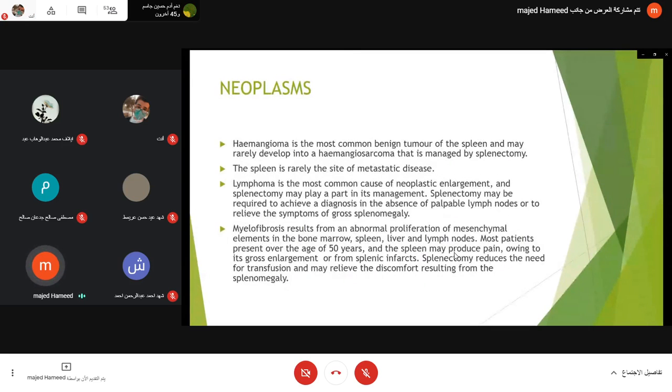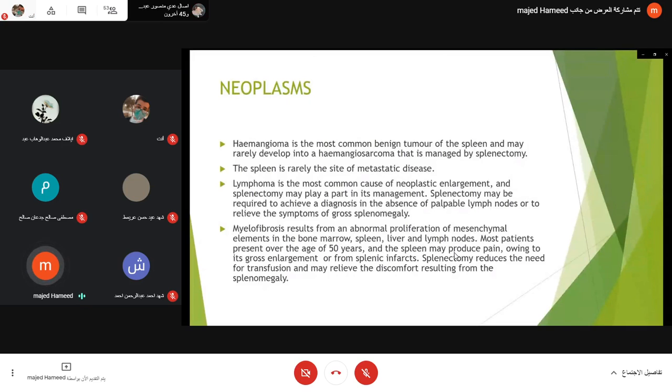Neoplasm of the spleen: hemangioma is the most common benign tumor of the spleen and may rarely develop into hemangiosarcoma, which is managed by splenectomy. The spleen is rarely the site of metastatic disease. Lymphoma is the most common cause of neoplastic enlargement, and splenectomy may play a part in its management. Splenectomy may be required to achieve diagnosis in the presence of palpable lymph nodes or to relieve the symptoms of gross splenomegaly.